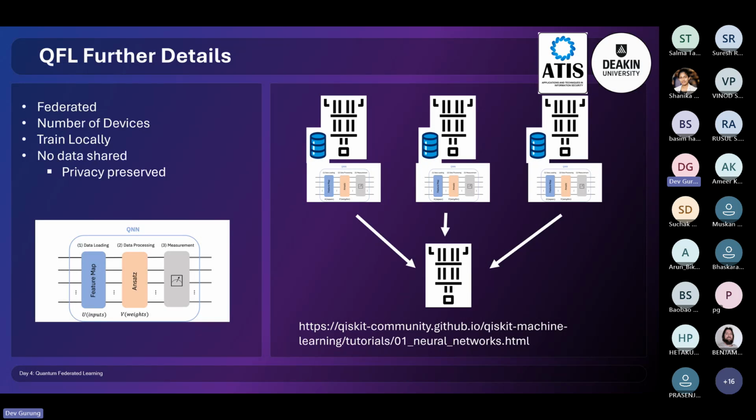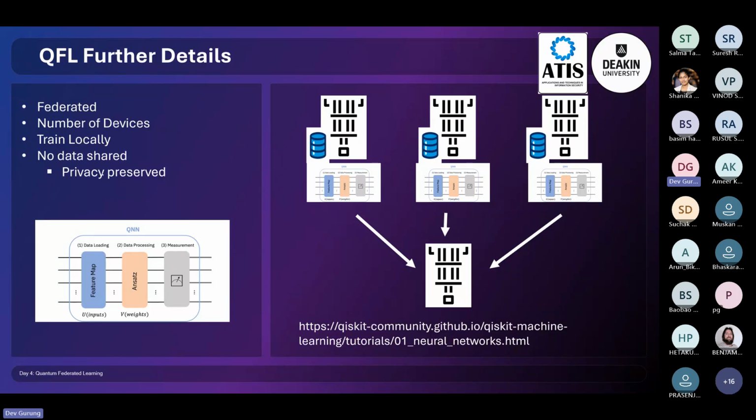Okay, it's almost similar to FL in terms of this, but inside, everything is different, right? We have a data encoding kind of thing, which is not in classical. So we have to change from classical to quantum space, right? So there are a number of devices. We train all the models locally, and by default, we have privacy preserved.